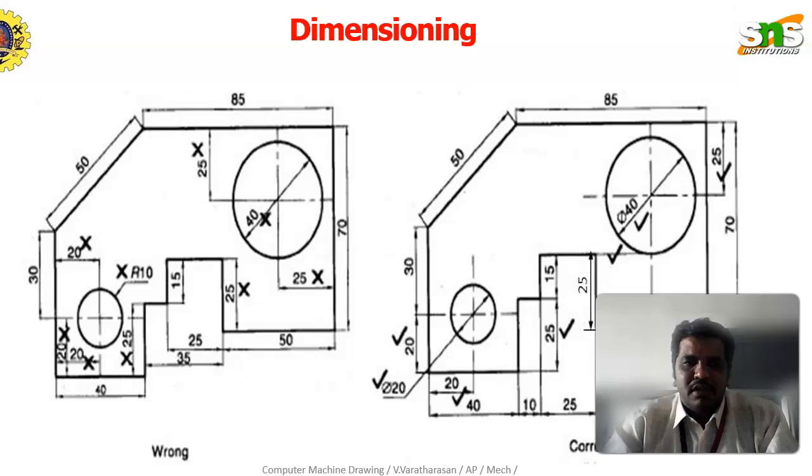This is a peculiar and somewhat complicated diagram. Here also, whichever dimension is correct is marked by a tick mark, and the parts that are incorrect are given a cross mark. The cross mark represents a wrong dimension method. The tick mark represents the correct dimension method.